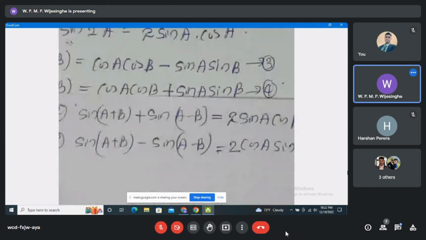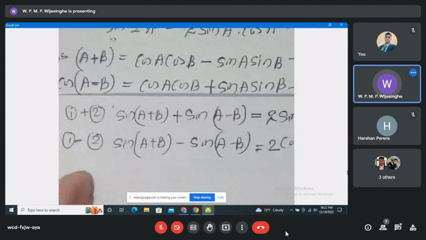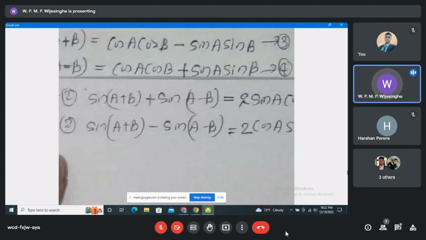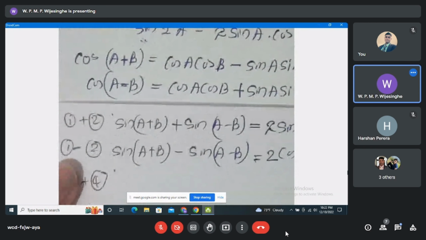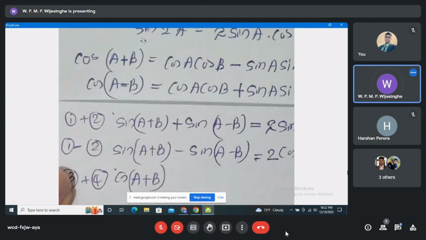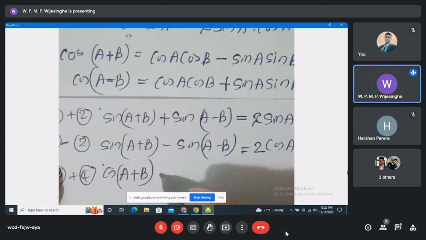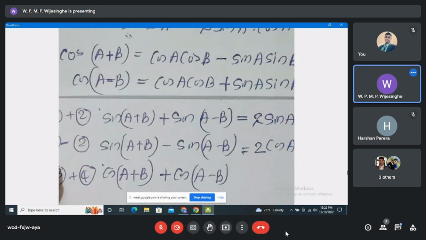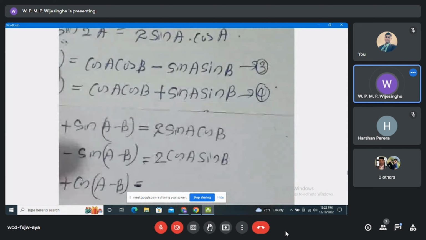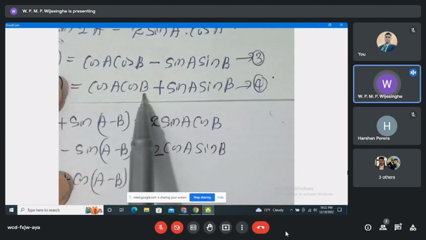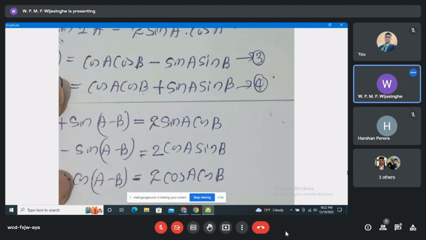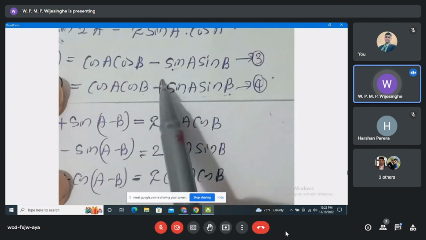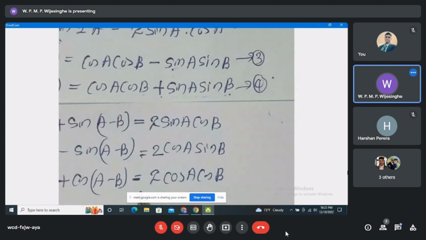Next one here. This is cos A plus B, right? Here I also want to add 3 and 4, 3 plus 4. Then on the left hand side, it is cos A plus B, right? Plus cos A minus B is equal to, here addition, cos A cos B, cos A cos B, both are the same, so these two are added. Here sin A sin B, sin A sin B, but minus and plus, so these two are cancelled, and only this term remains, 2 cos A cos B. Right?